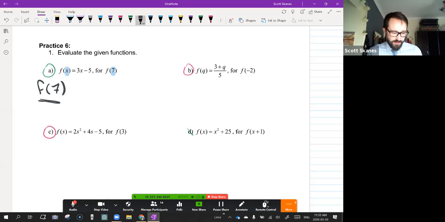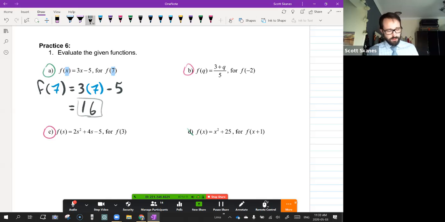So the value of this function when x is 7 is 3 times 7 minus 5. I probably don't need to do this, but I'm going to make it blue so that you see this very clearly. And then 3 times 7 is 21, minus 5 is 16. Voila, we are finished this question.